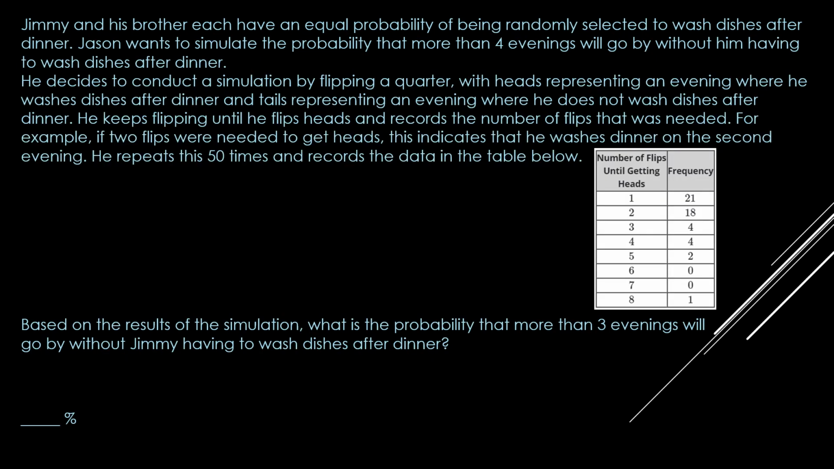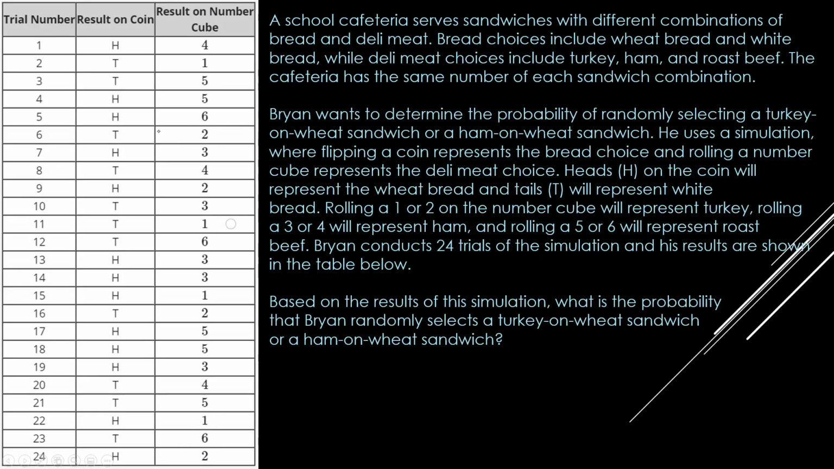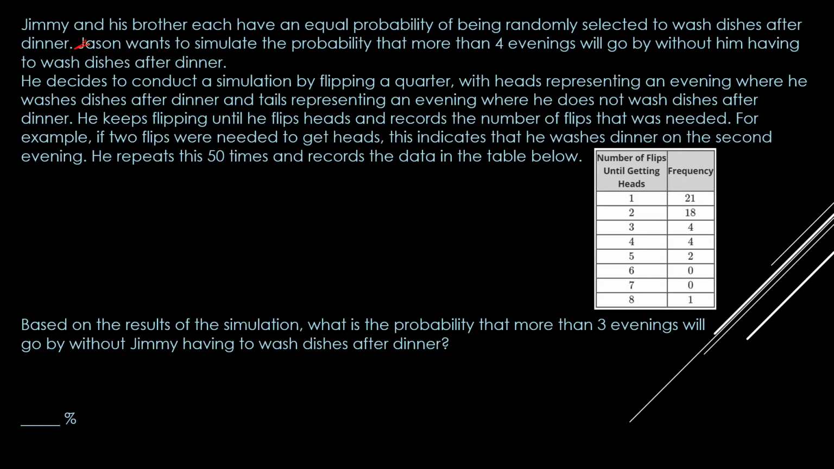So Jimmy and his brother each have an equal probability of randomly being selected to do dishes. This should say Jimmy. Whoops. Typo. My fault. I have too many J names in my brain. Jimmy and his brother each have an equal probability of randomly being selected to wash the dishes after dinner.